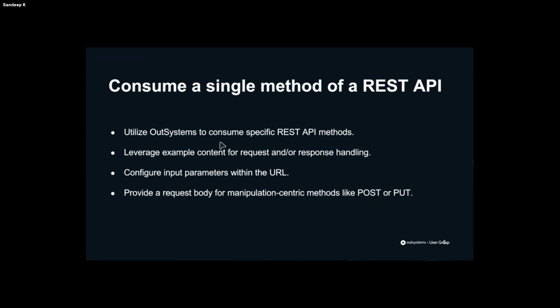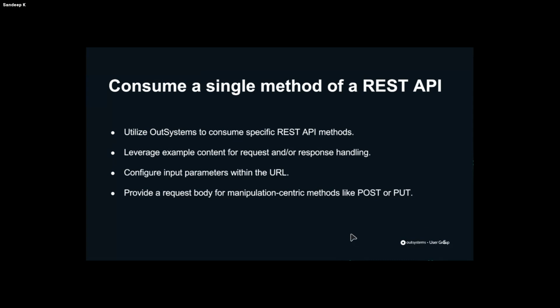So utilize OutSystems to consume specific REST API methods. We can put the HTTP URL, the API URL, and define the proper HTTP method based on the service endpoint that is providing. And if you test and finish the API method inside our environment, it will create the data types and data structures, called compound data types, so that it will map the request and response that you are transferring to the external systems.